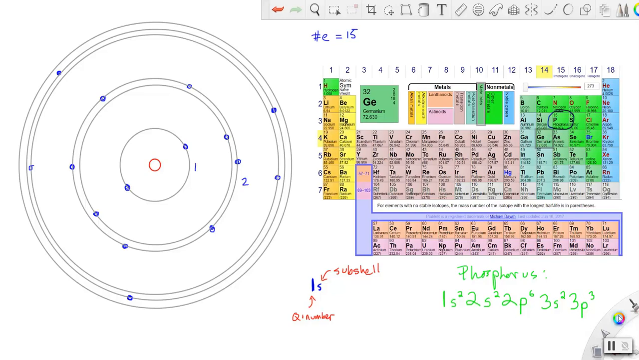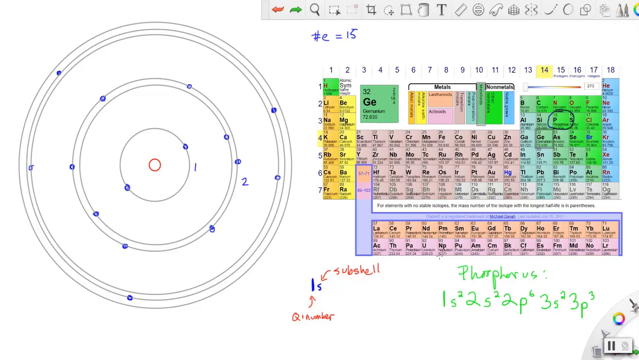So now if we are to add all this up, we can say, okay, this is 2, 4, and then plus 6 is 10, and then plus 2 is 12, and then plus 3 is 15, right? So that gives you an idea about how this is written typically.